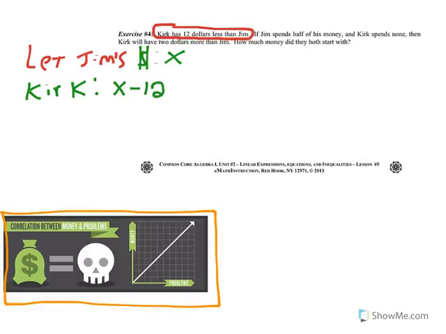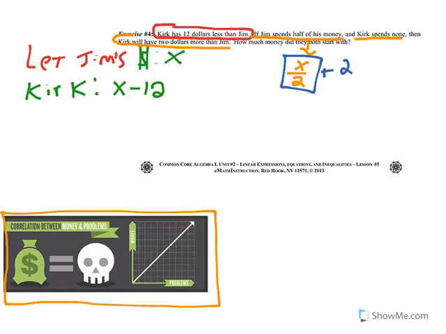All right, now we can move on to the second part of the statement, which says that if Jim spends half of his money and Kirk spends none, then Kirk will have $2 more than Jim. All right, so what would be half of Jim's money? Well, half of Jim's money would be X over 2. Yeah? So if X over 2 is half of Jim's money, then we need to figure out that Kirk has $2 more than that. So $2 more than that would just be plus $2.